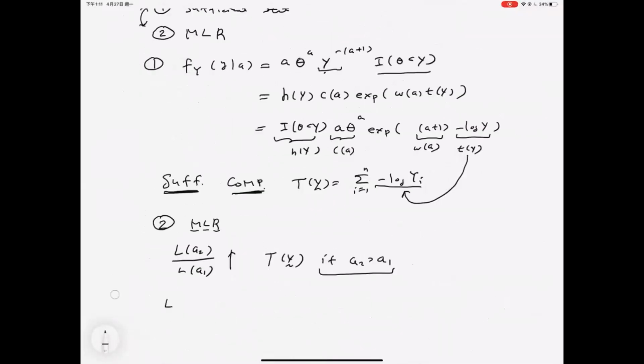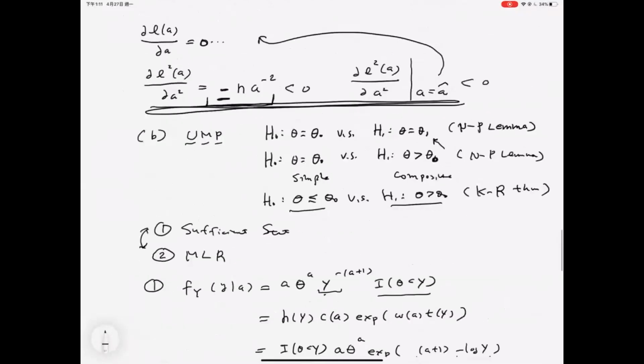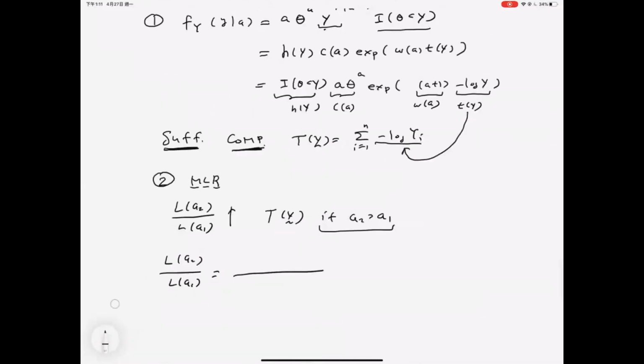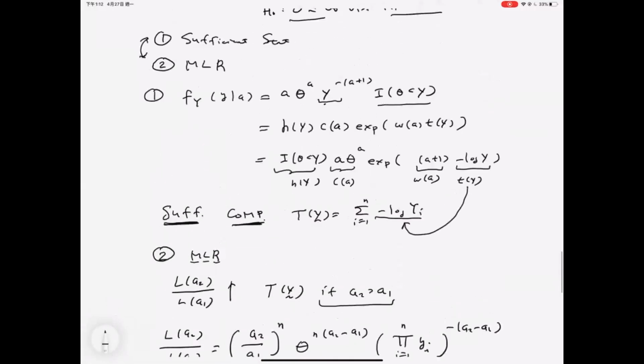So that means the ratio right here, L a2 divided by L a1, is what? So right here, a n, right? I don't have that. Or maybe I can just write down what I have in my solution key. So pardon me on that, because I don't have the memory to keep everything in mind. But I do have the solution key to show me that it's a2 minus a1, say n. Then theta to the n, a2 minus a1. Then having that consecutive product, i from 1 to n, y i to the power minus a2 minus a1. Okay, hopefully you can see that right here.